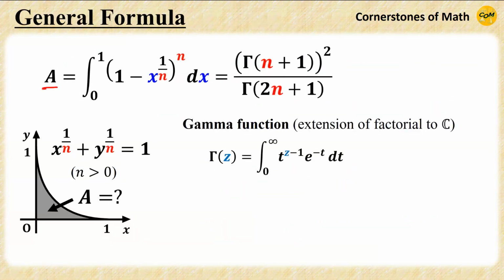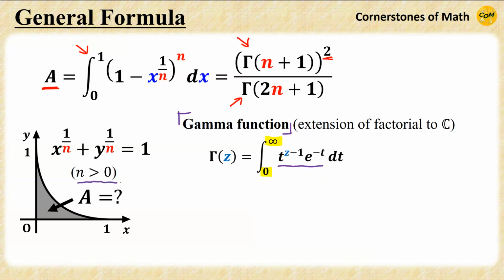The general formula for the area, which is this definite integral, is equal to gamma function gamma of n plus 1 squared divided by gamma of 2n plus 1. Here, this gamma function, which is the extension of a factorial to complex numbers, is defined as gamma z equals the improper integral from 0 to infinity of t to the power of z minus 1 times e to the power of minus t dt.